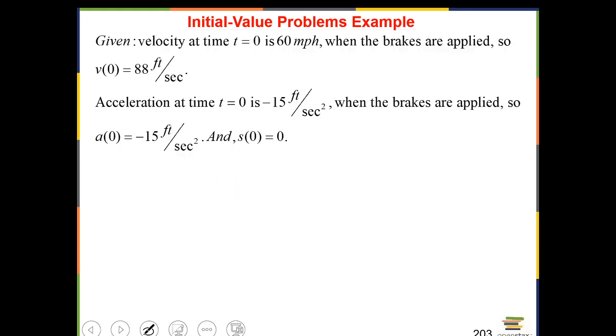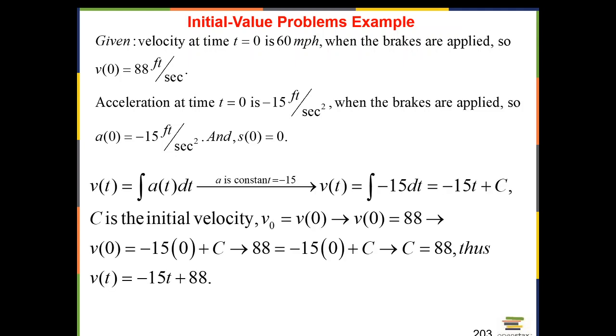So let's do this. Given velocity at time 0 is 88 when the brakes are applied, v of 0 is basically that. Acceleration is negative 15 when the brakes are applied, so a of t is that. And s of 0 is 0, so we assume the moment that you brake is s of 0. You want to know how much the car travels.